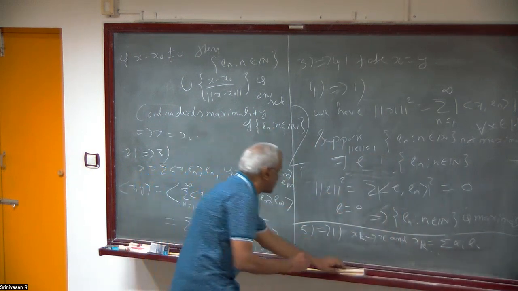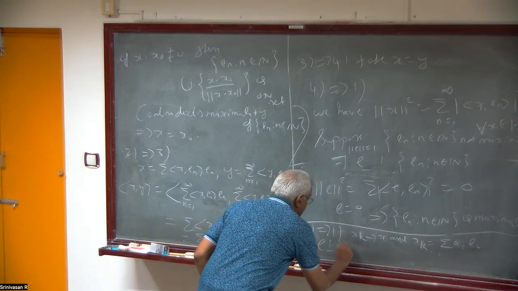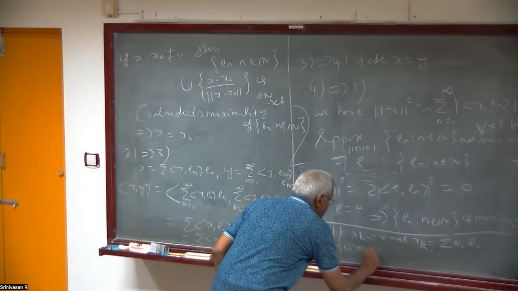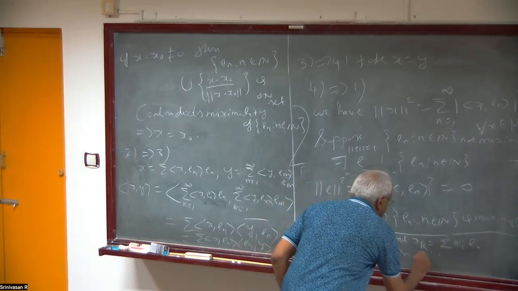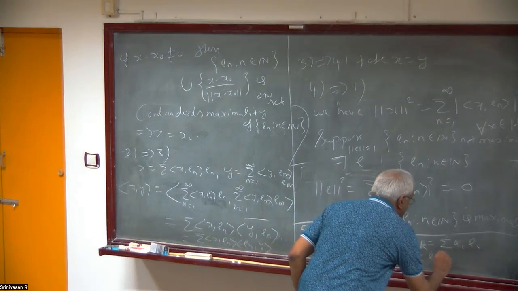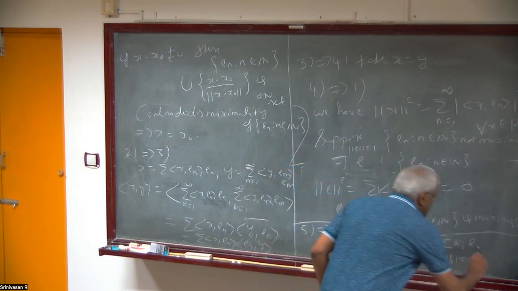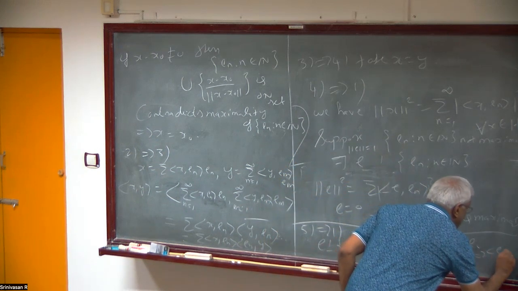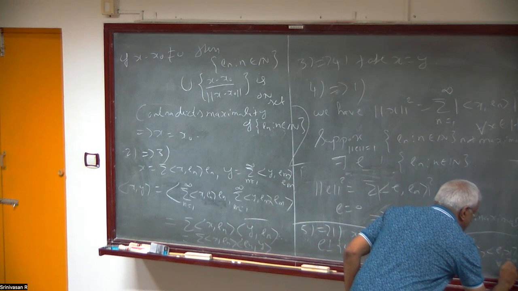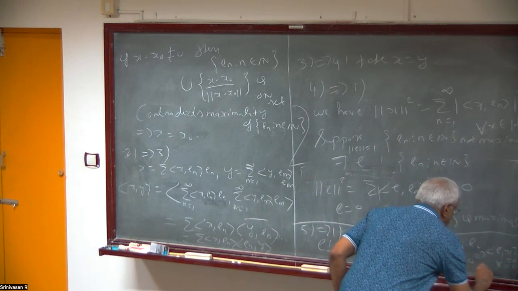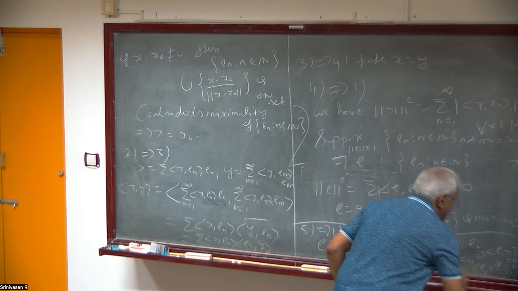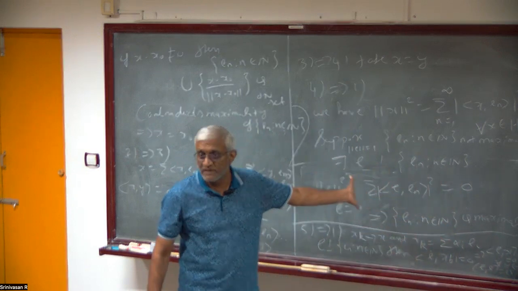If E is orthogonal to En, E is orthogonal to En for all n, then the inner product of E with this xk is 0. This implies Ex equals 0 for all x in H. In particular, E is 0, which is norm E square equal to 0, so E is 0.